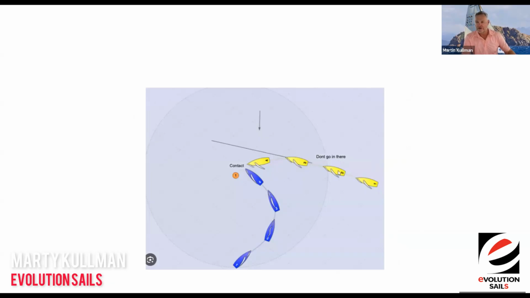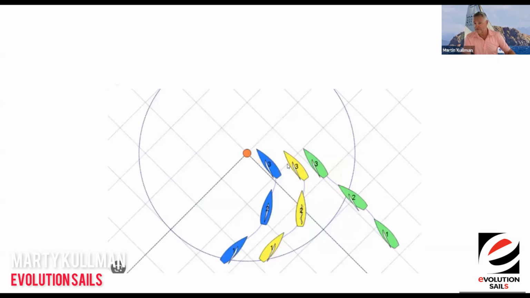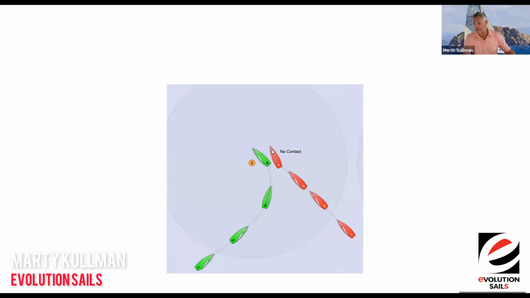So even though yellow gets in here, the blue boat can tack and still round the mark inside the zone, tacking inside. They've established an overlap inside the zone, and that's okay as long as the boat does not what? Go past close haul, right?